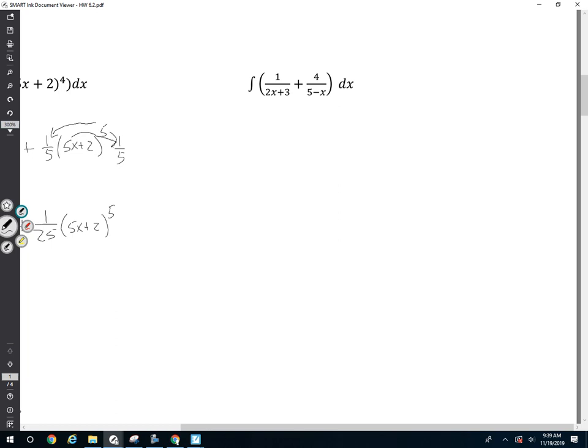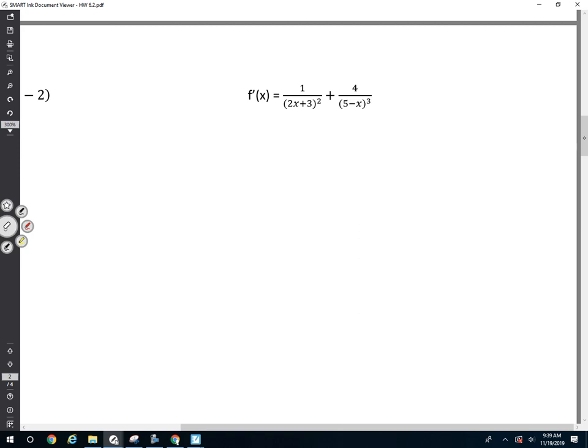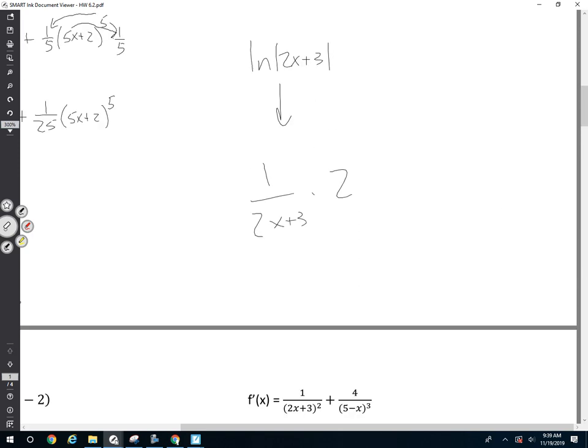Okay. Because I just have x to the first power, the antiderivative of this is log. But if I took the derivative of this, I'd have 1 over 2x plus 3 times the derivative of the inside, 2. So to get rid of that 2, I need to multiply by the reciprocal of the coefficient of x. So that's why I need a 1/2 here.